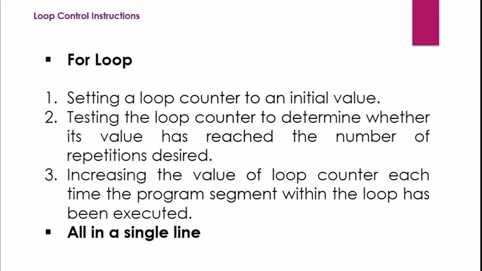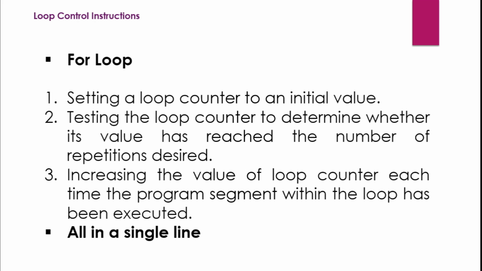We are seeing loop control instructions. The second loop control instruction in the C language is the for loop. In the case of a while loop, we initialize the loop counter, then we test the condition in the while loop, and then finally, in that while loop, we increment the loop counter.